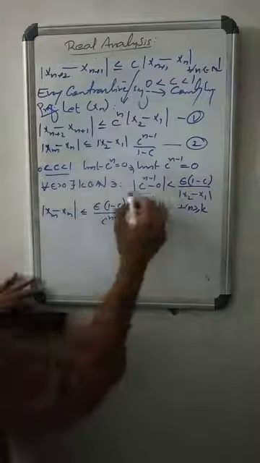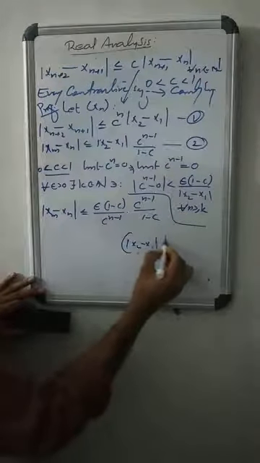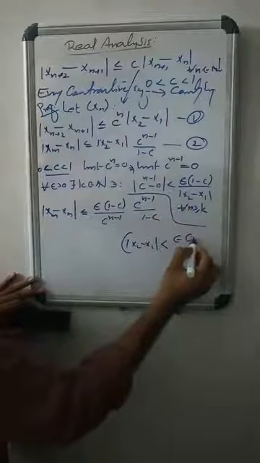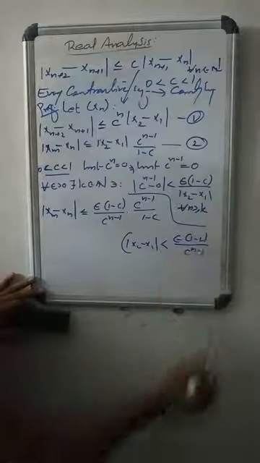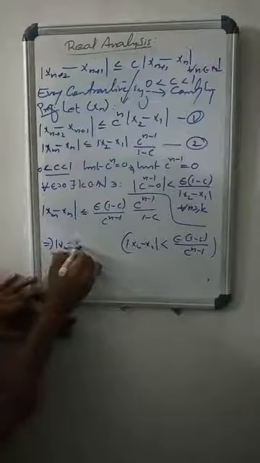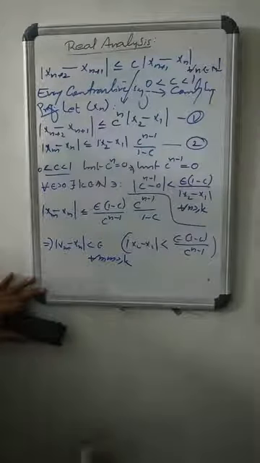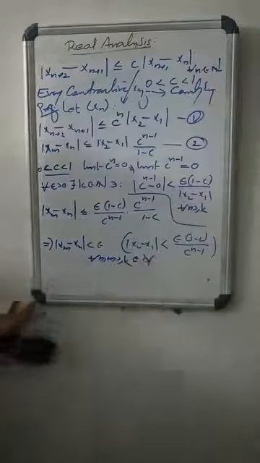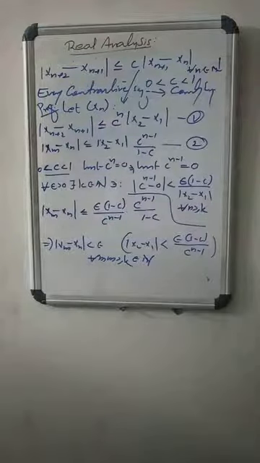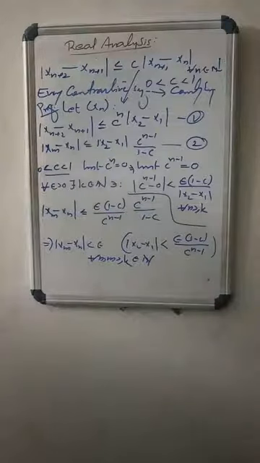Agreed? This is because from here, what do you get? Modulus of x2 minus x1 strictly less than epsilon into 1 minus c by c power n minus 1. So that means modulus of xn minus xm strictly less than epsilon for all n, m greater than or equal to k, that means xn is a Cauchy sequence. So from here we can conclude that every contractive sequence is a Cauchy sequence. Agreed? That is immediately from its definition.